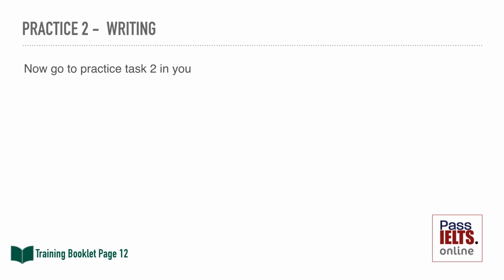Now go to practice 2 in your training booklet on page 12. You can set your timer for 20 minutes. You're going to have a chance to practice writing a map or a plan description on your own in the 20 minutes. In that time, you can pause this video and you can start it again after. Don't forget to use the steps that we looked at in the lesson. You can pause the video now.